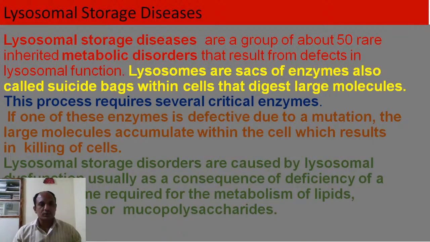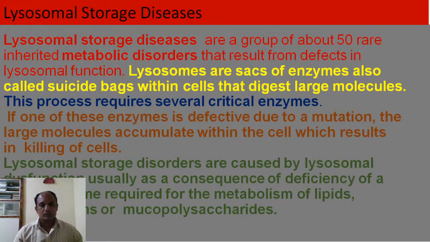Here we are going to study lysosomal storage diseases, which are a group of about 50 rare inherited metabolic disorders. This is one of the important rare metabolic disorders, and it can result from defects in lysosomal function. That is, if lysosomes are not performing their function normally, then these defects in lysosomal function lead to 50 different types of rare inherited metabolic disorders, which are called lysosomal storage diseases.